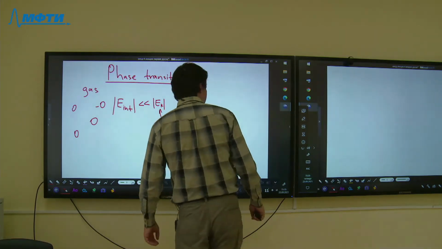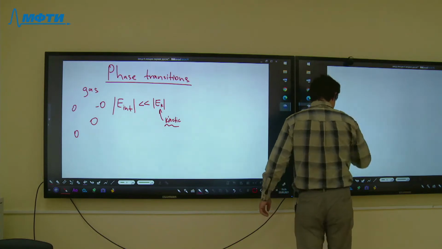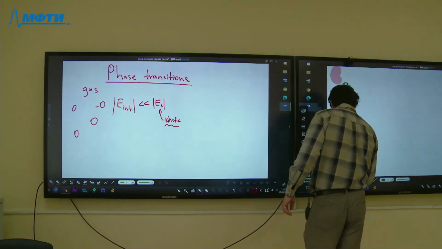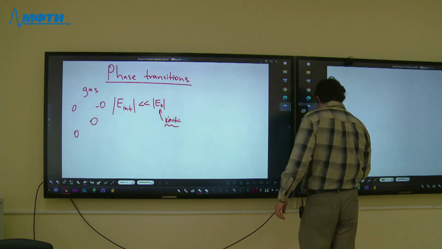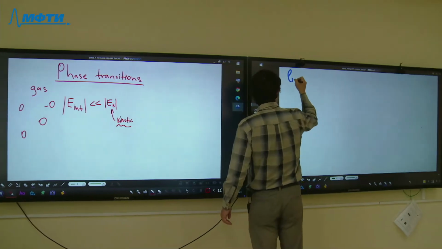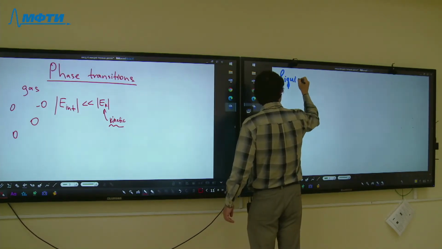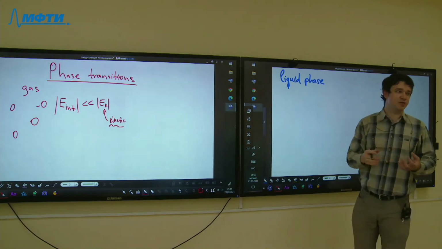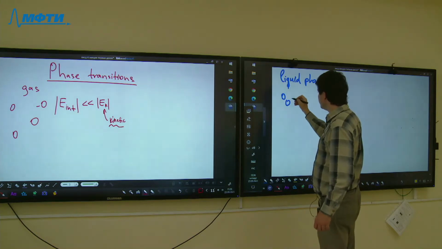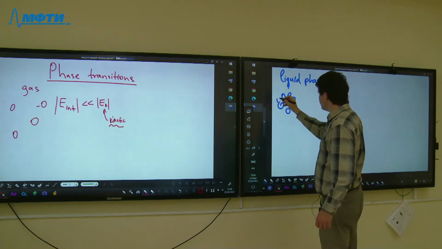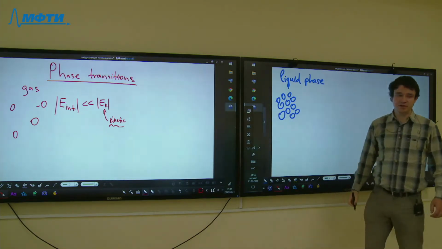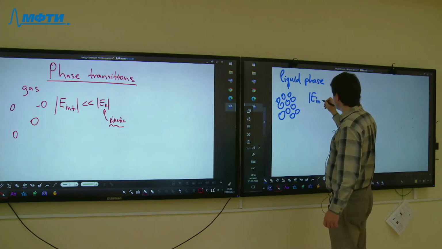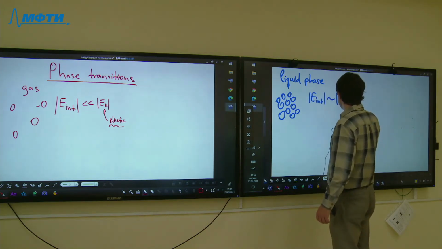Slightly different phase is liquid phase. In the liquid phase, the average distance between molecules is quite small. So all of those molecules are pretty much packed. But nevertheless, the arrangement of those molecules is still chaotic, and the energy of interaction is approximately of the same order as the kinetic energy.